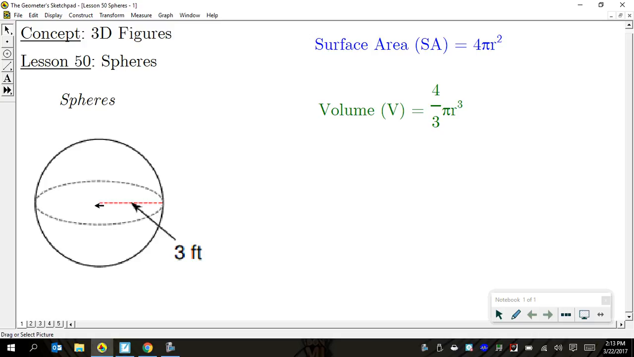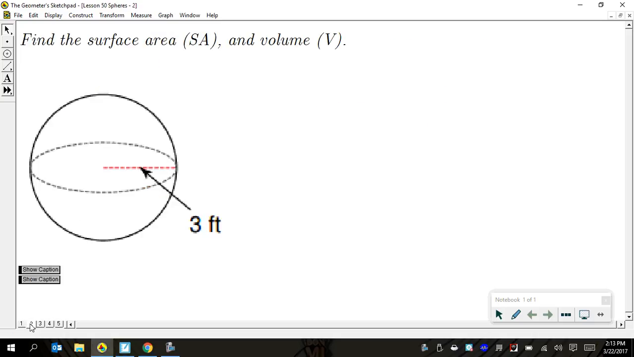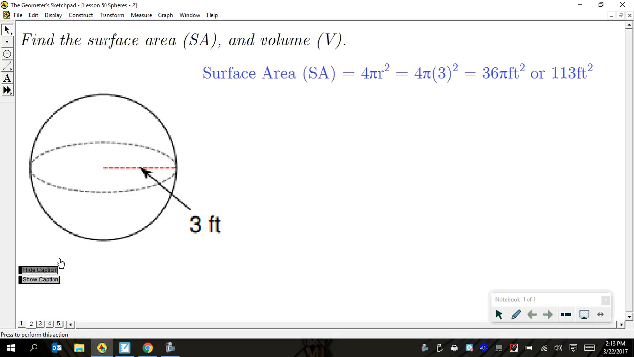So the radius example here is 3, and we would just plug it in for r for each of these formulas to find surface area and volume. So let's actually do that one. We plug 3 in for r. When we square 3, we get 9 and multiply it by 4. So we could say that this has 36 pi feet squared of surface area, or if we multiply 36 by pi, we get 113 feet squared.